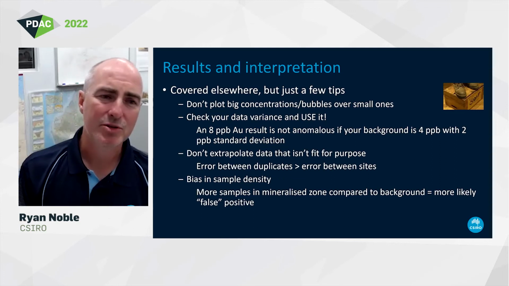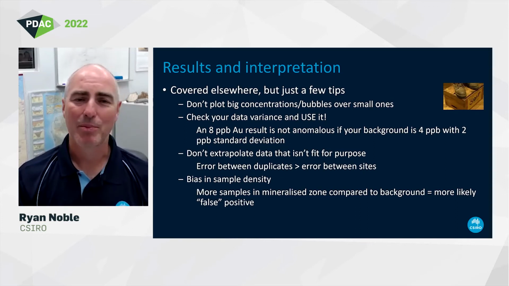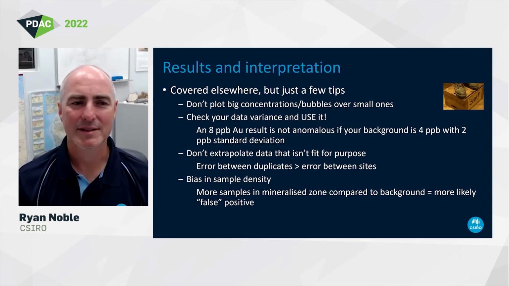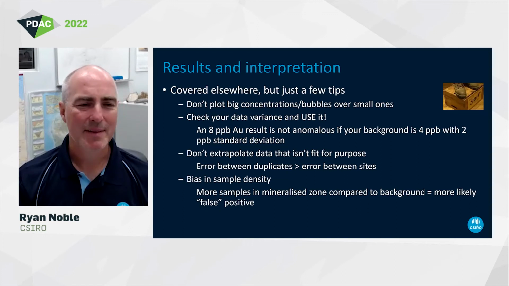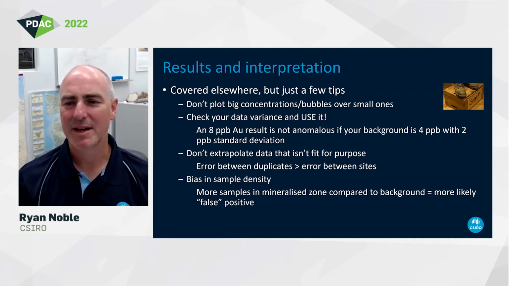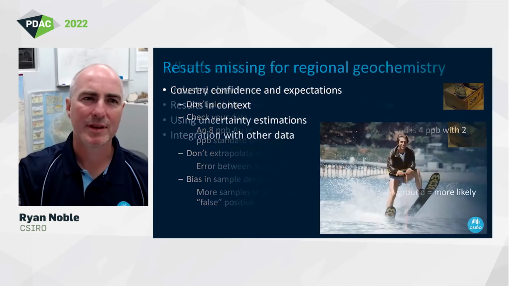I would also argue we shouldn't extrapolate data that isn't fit for purpose. So often the error between duplicates, if it's greater than the error between sites, you shouldn't be trying to link up sites. So in this case, bubble plots are a better option than kriging and things like that, but we don't often look at that. And then bias and sample density, and this happens a lot in orientation work more particularly, where people tend to oversample in the mineralized zone compared to background. So it's more likely you're going to get an elevated sample in that zone because you've just oversampled it. So just be aware of that. I think that is probably the most important thing going forward.